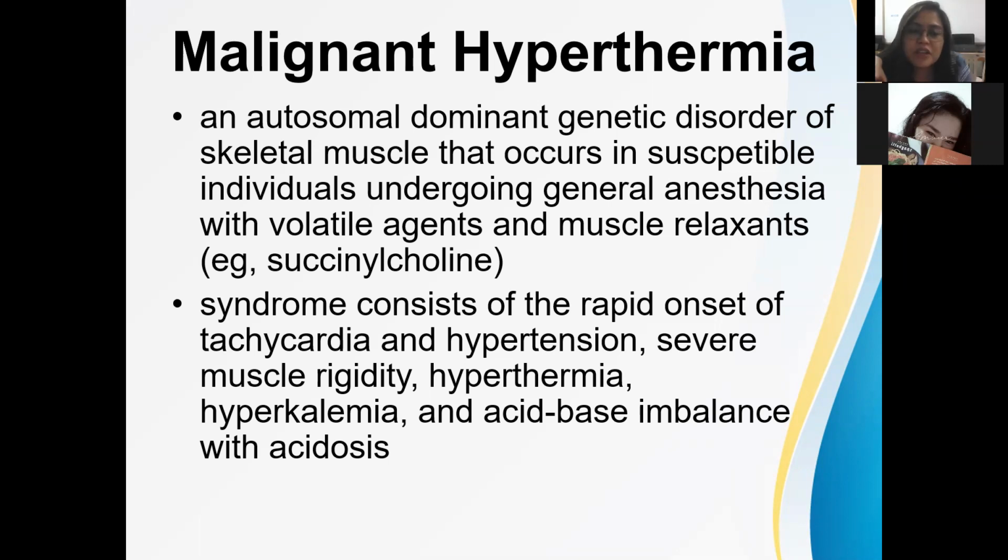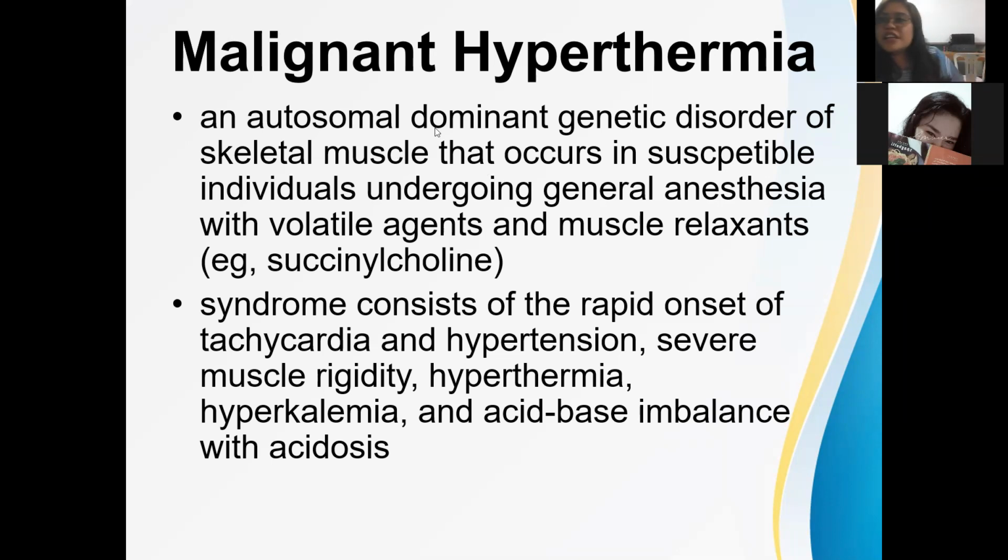So we have rapid onset of tachycardia. So the heart rate of the patient is more than 100 beats per minute. There will be hypertension, and then their muscles, there will be muscle rigidity, and then hyperthermia, remember, and then there will be hyperkalemia and acid-base imbalance with acidosis. So again, our antidote for malignant hyperthermia is dantrolene. Okay?